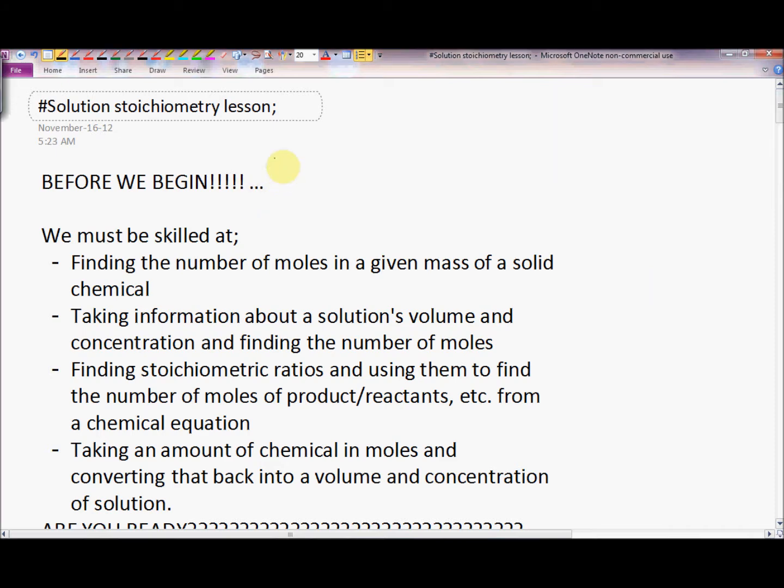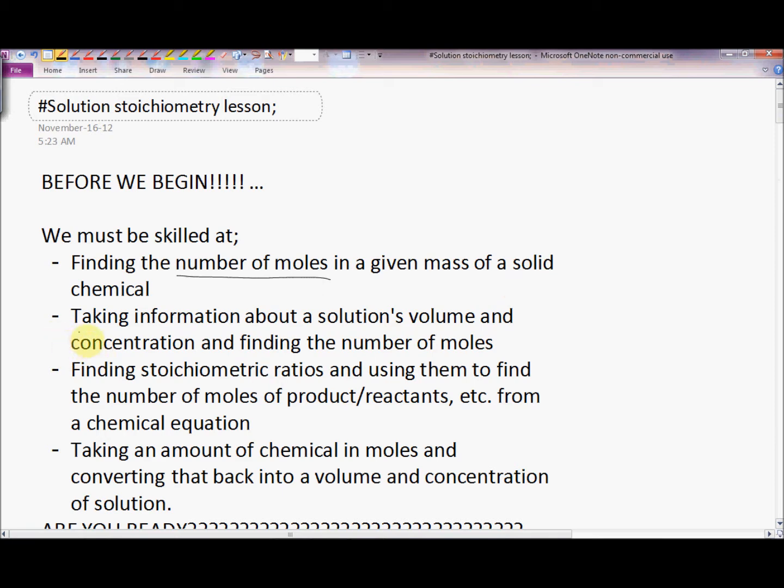Now, before we get right down to business with solution stoichiometry, we need to just check ourselves and review a little bit. These types of problems require a few skills that we've talked about earlier in the year, and I just want to go over those a little bit. So we must be skilled at finding the number of moles from a given mass of a solid chemical, and we've done a lot of examples of those through the year so far.